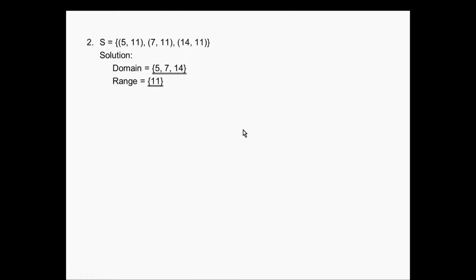The domain and range must always contain something. So if you say the domain and range don't contain anything, that they're empty, that can't happen.